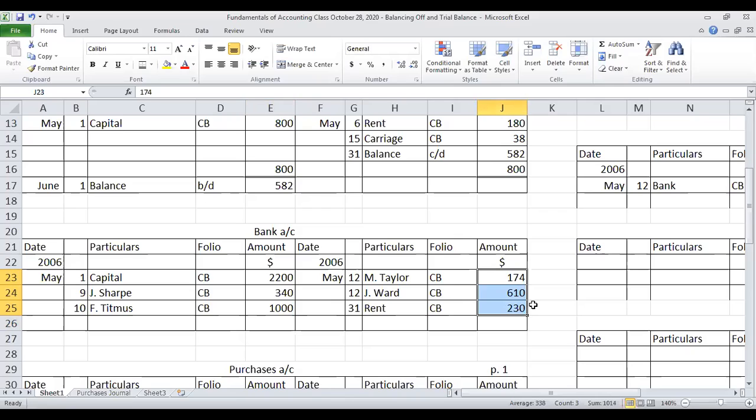That will give you a figure of 1,014. Now, which side is bigger? Obviously the debit side is bigger than the credit side, so the credit side is smaller. You're going to subtract the smaller from the larger: 3,540 minus 1,014, and that will give you 2,526. That now would be your balancing figure, which you place on the smaller side of your account.